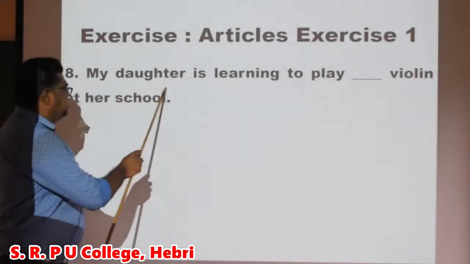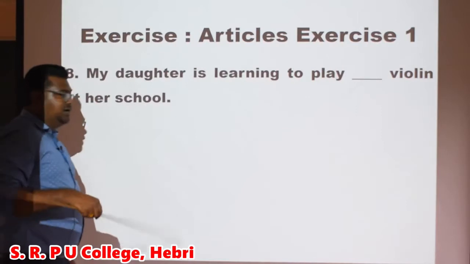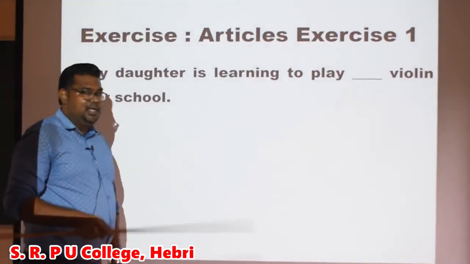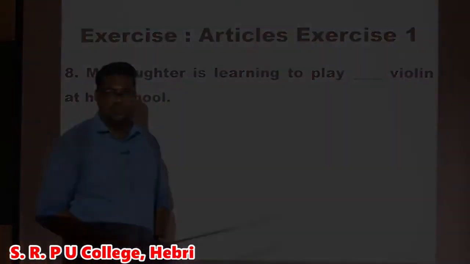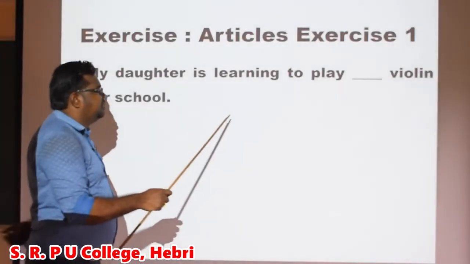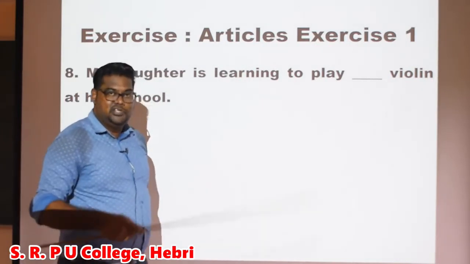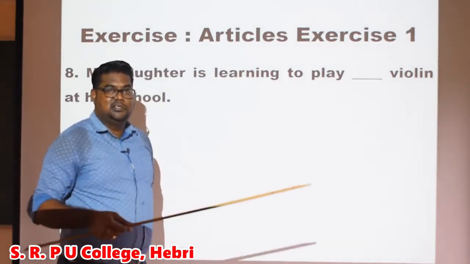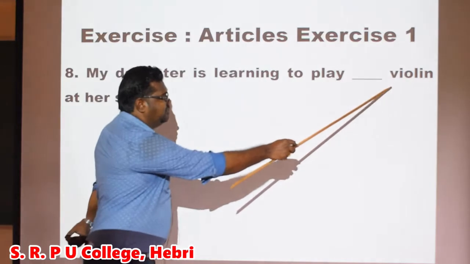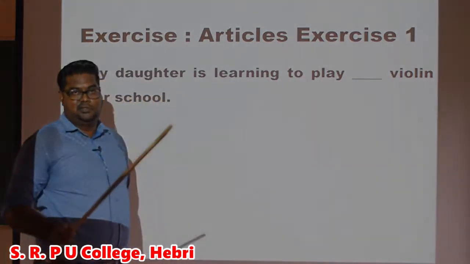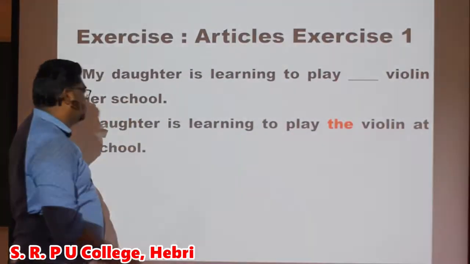Next sentence. My daughter is learning to play dash violin at her school. Here violin becomes a name of a musical instrument. So what we learned when we are discussing usage of the definite article, when we are discussing different occasions wherein we can use the definite article, we also discussed using the definite article before names of musical instruments. Here violin becomes a name of a musical instrument. Yes, you got it. What is the answer? My daughter is learning to play the violin at our school.